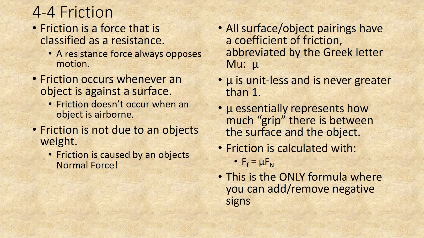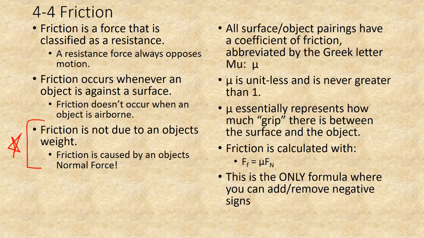Now, friction is only going to occur whenever an object is against a surface. So if you are pushing an object across a table, across the floor, moving something up a ramp, or holding something against the wall, those are all surfaces. However, when something is airborne, then the object will not incur any friction because there's no surface for it to be in contact with. Now, this piece right here is very important for us to remember about weight and friction.